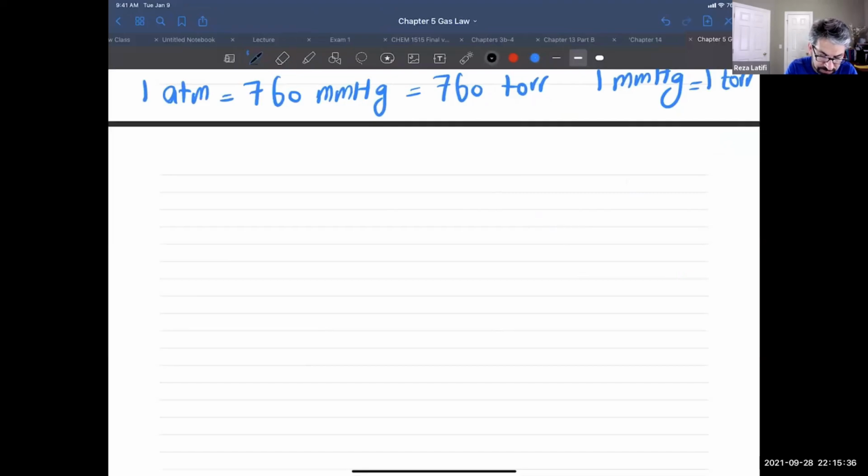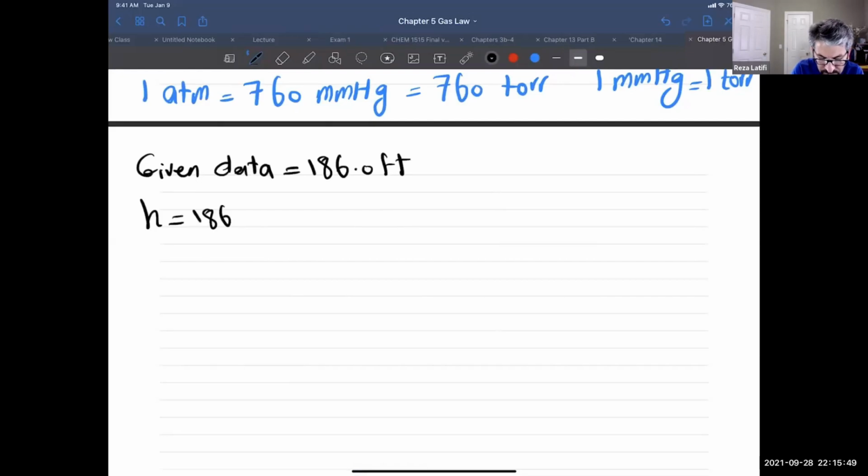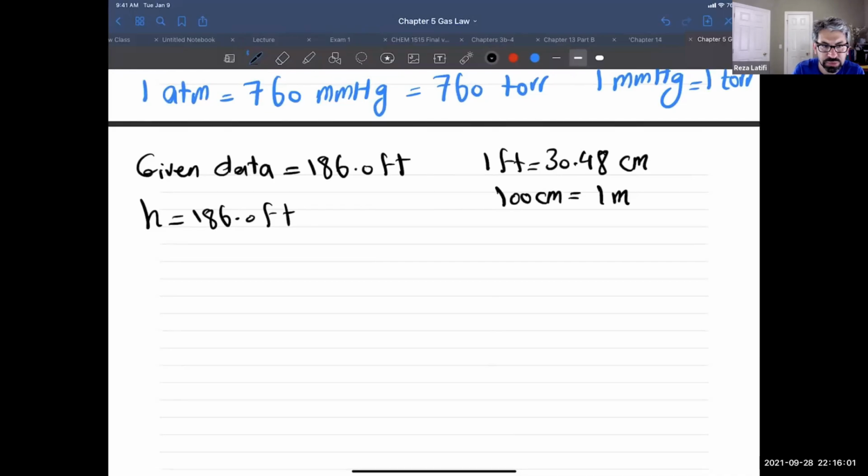So the given data is going to be equal to 186.0 feet. So I'm going to say H, 186.0 feet. 1 foot is equal to 30.48 centimeters, and 100 centimeters equal 1 meter. Okay, so H equals 186.0 feet.